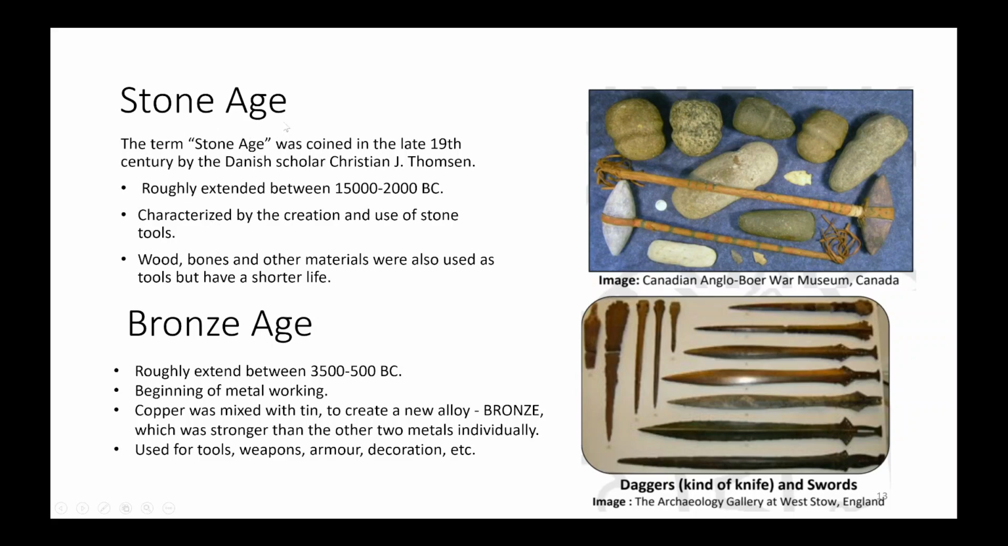Now, the Stone Age term was coined in the late 19th century by the Danish scholar Christian J. Thomsen. It roughly extended from 15,000 to 2000 BC, and it can be characterized by the creation and use of stone tools. In this age, humans used stones to make tools and weapons. Wood, bones, and other materials were also used, but they had a shorter life because they erode more and are affected by humidity.